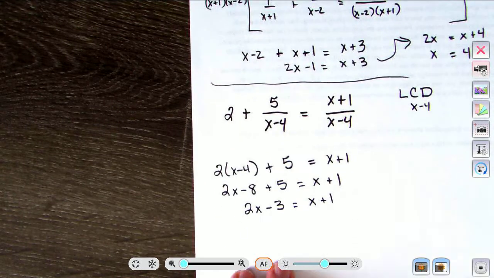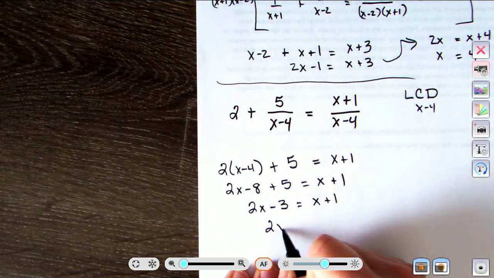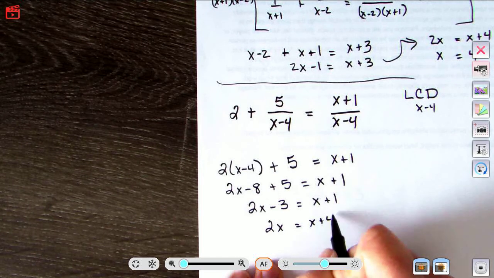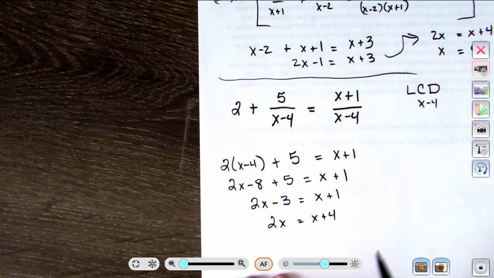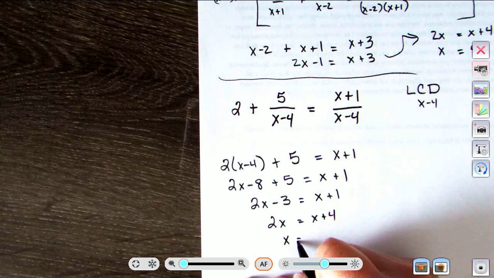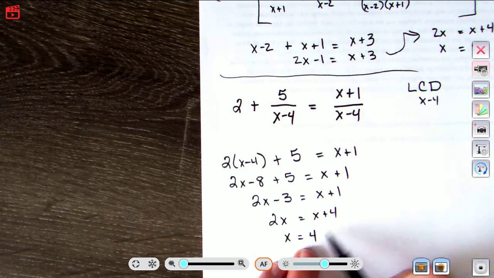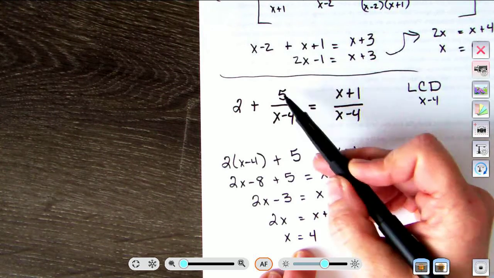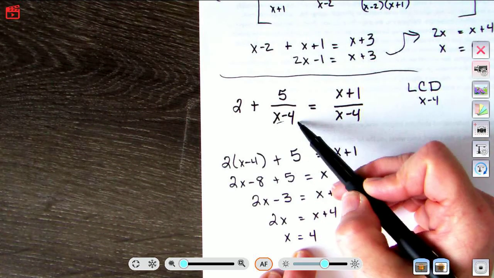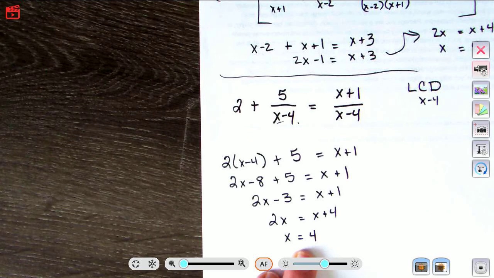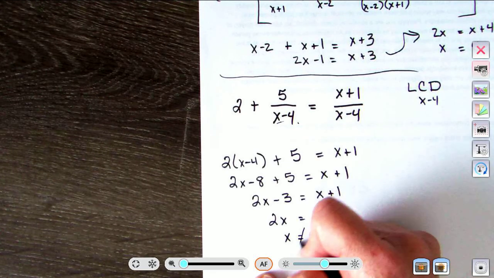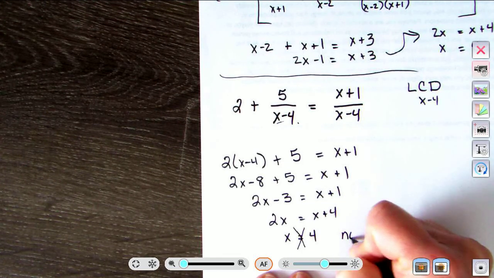I'm going to add 3 to both sides. And then I'm going to subtract x. So x is equal to 4. However, you will notice if I substitute 4 back in here, I get 4 minus 4 on the bottom, which is 0. This then must be thrown out, so we would have no solution.